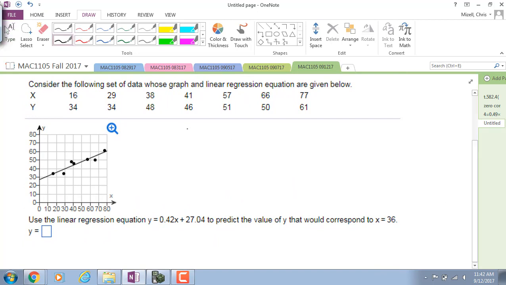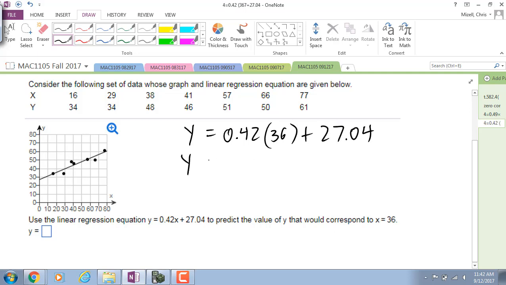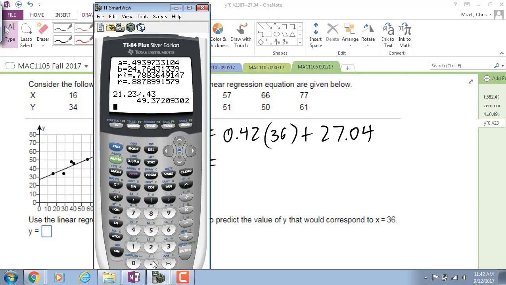So y equals 0.42 times 36 plus 27.04. So 0.42 times 36 plus 27.04, and it's 42.16.